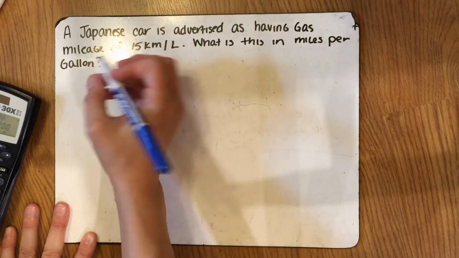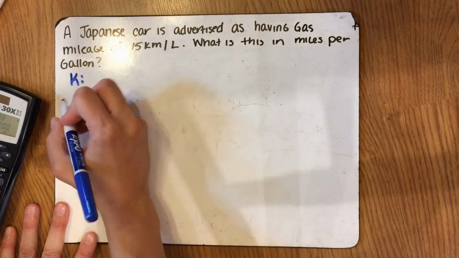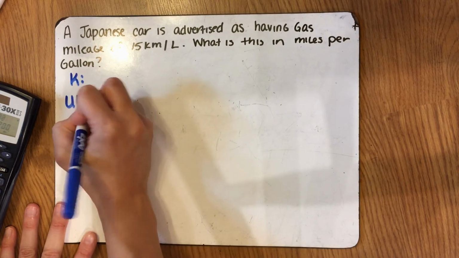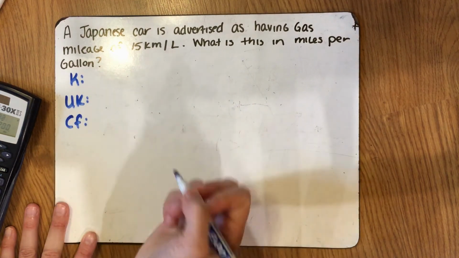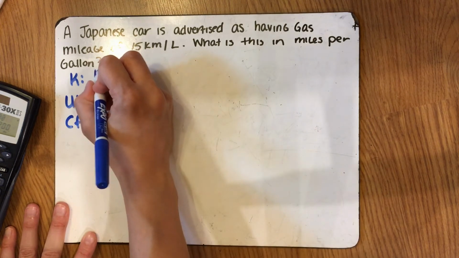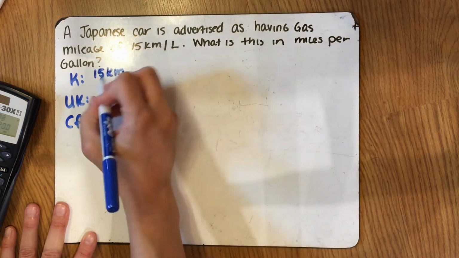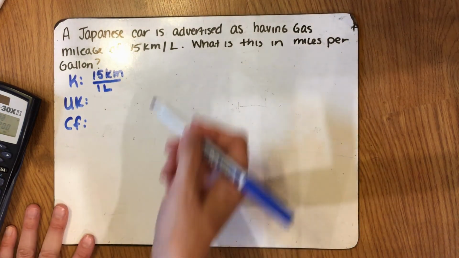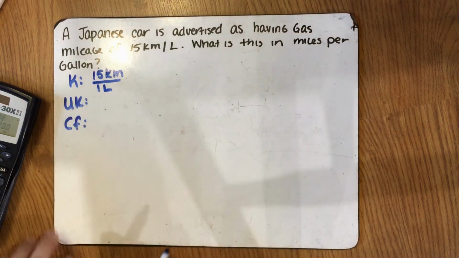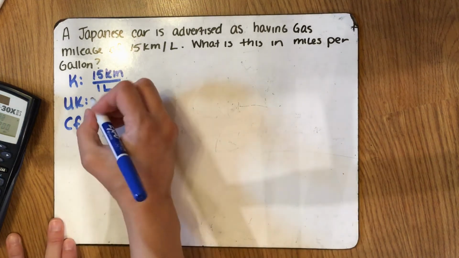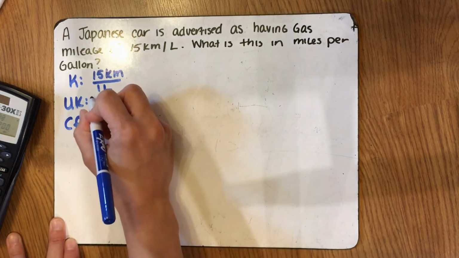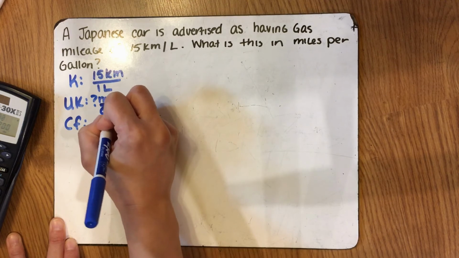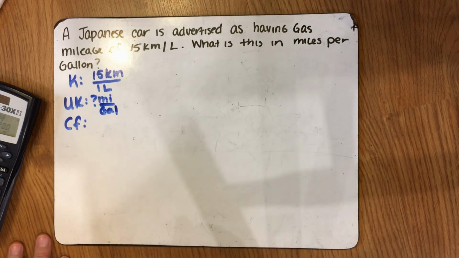So we start out the same way that we always do. Our known is 15 kilometers over 1 liter. That's what per liter means, is that it's over 1. Our unknown is miles over gallons. That's what we're trying to find.